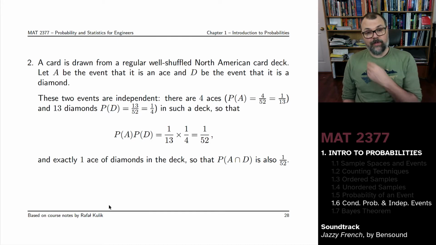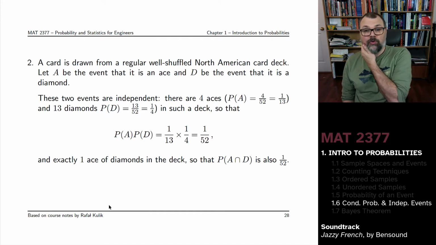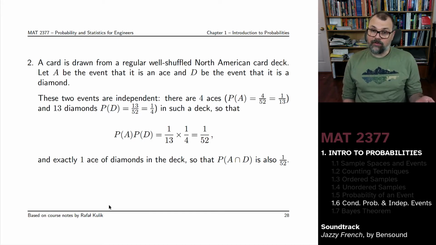These 2 events are independent, right? There's 4 aces, so the probability of drawing an ace would be 4/52, 1/13, and there's 13 diamonds. So the probability of drawing a diamond would be 13/52, the 13 diamond outcomes divided by the 52 outcomes in total, so that's 1/4. The product of the probability of A and the probability of D is then 1/13 times 1/4, which is 1/52.